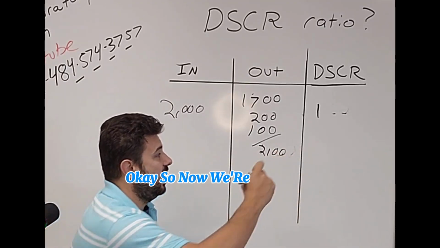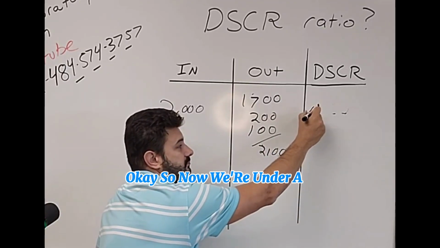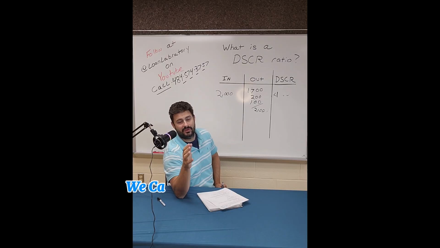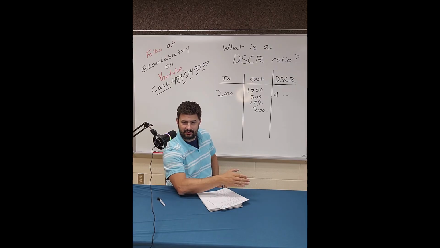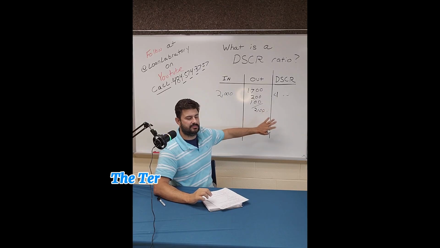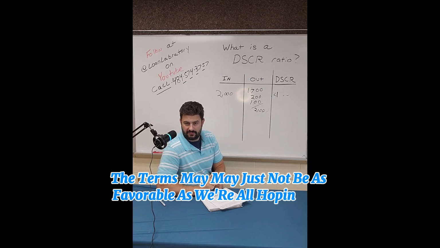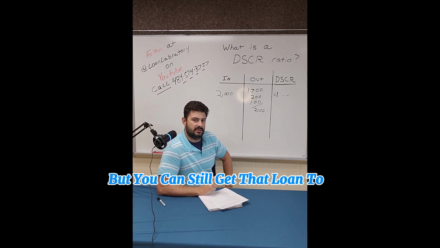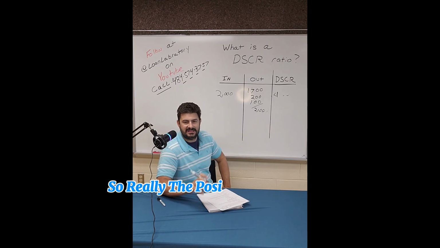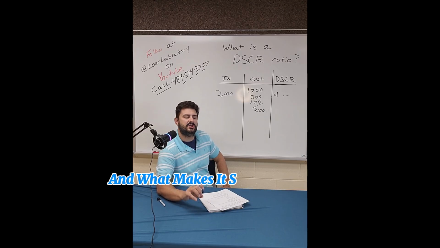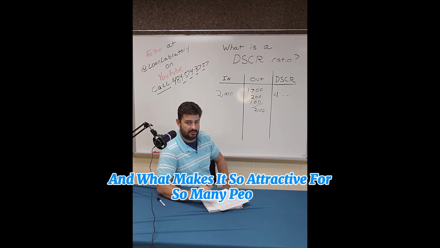Now, if we flip this and this is higher, let's say this is now $2,100. So now we're under a 1. We can still get you a loan that you need to buy that property or cash out. The terms may just not be as favorable as we're all hoping for, but you can still get that loan too.